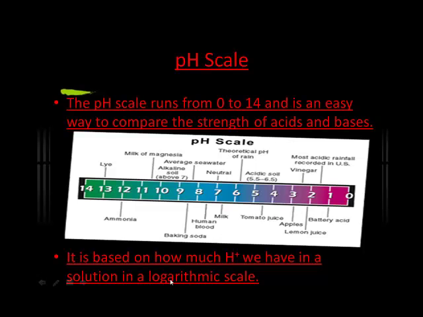Another thing to note, it's a logarithmic scale, which means if you go from a 7 to a 6, that's actually a factor of 10. So an acid with a pH of 1 is 10 times stronger than an acid that has a pH of 2. And an acid with a pH of 1 is 100 times stronger than an acid that has a pH of 3, because it's 10 times stronger from 1 to 2 and 10 times stronger from 2 to 3. So 10 times 10 gives us 100.